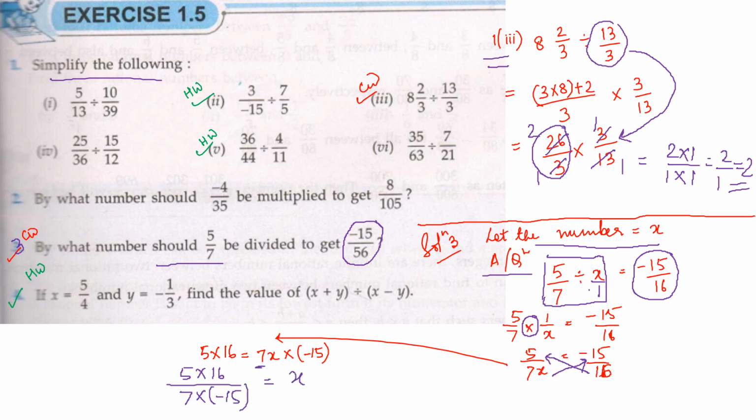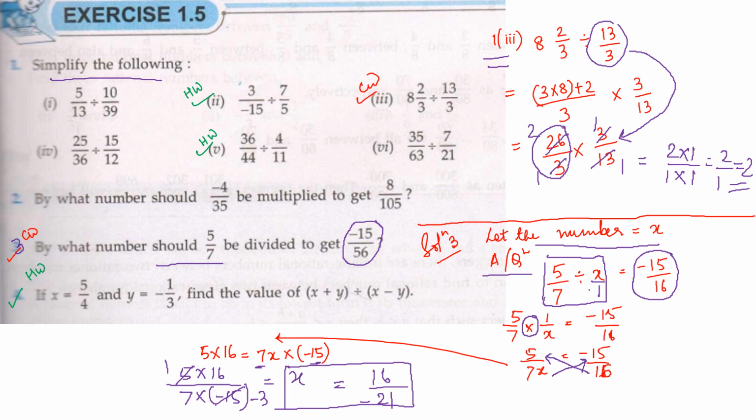The 7 and minus 15 are coming on the other side and getting divided. Now 5 ones are 5 and 5 threes are 15. So minus 3. So the value of x is 16 by 7 into minus 3, that is minus 21. This is the answer. So the marked ones are your homework.